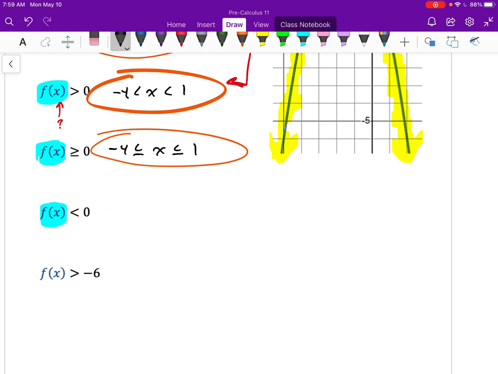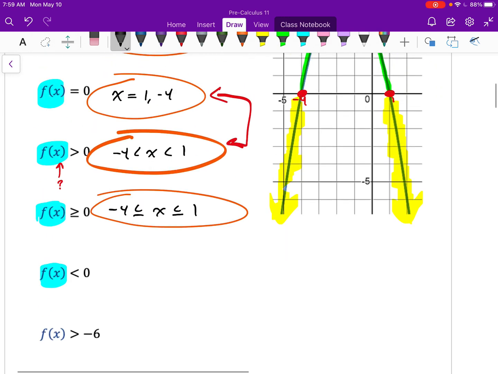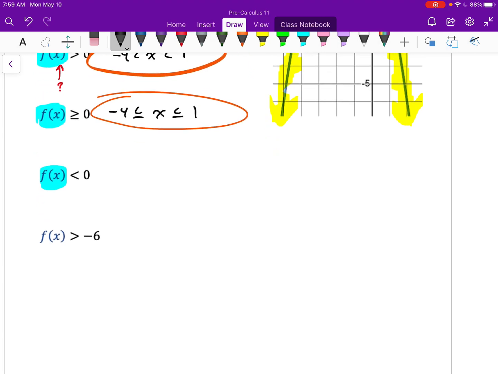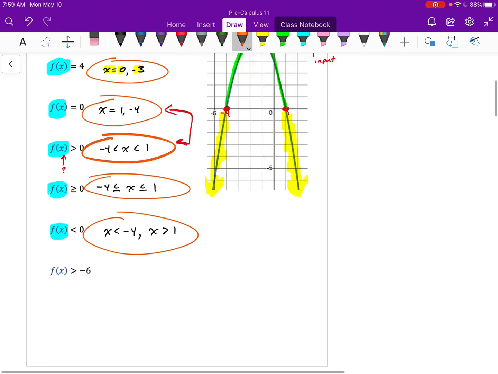So I need to express this as 2 separate intervals, because if you look at what I've highlighted, those highlighted regions in yellow do not connect, and they never will. So I need to write 2 separate intervals, where x is less than negative 4 and when x is greater than positive 1. Now that's it.